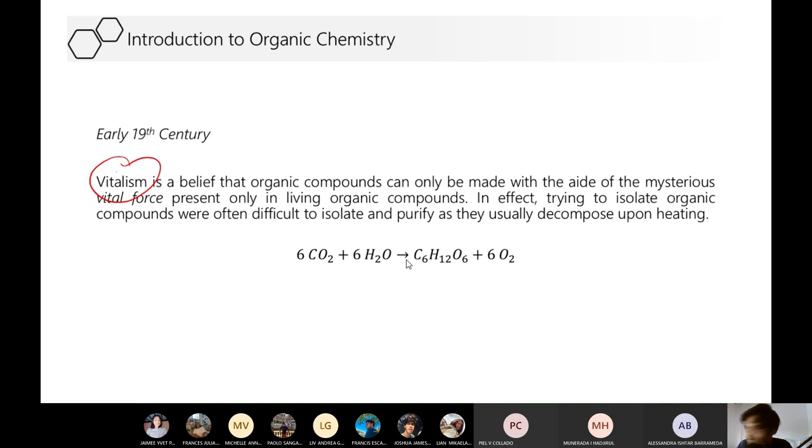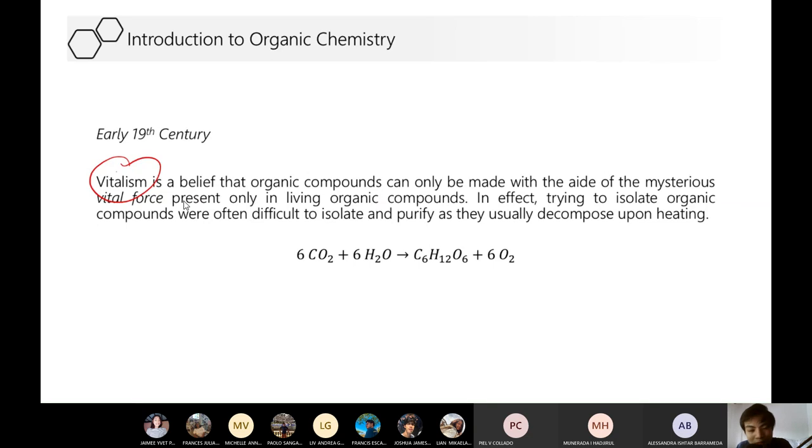Pero try natin gawin yan sa lab, no? Kunwari, ito may tubig ka, tapos bugahan mo yan. Kasi may CO2 yung hangin mo, di ba? Pag binugahan mo ng binugahan yung tubig, may mafo-form ka bang glucose? Wala, di ba? Ang kadiri lang yung tubig na mangyayari doon kasi binubugahan mo yun. So, kumbaga, yan yung idea nila, that in creating organic substances, hindi mo siya magagawa on your own lang. Kailangan may vital force. Merong special force na tutulong sa iyo in creating those substances.